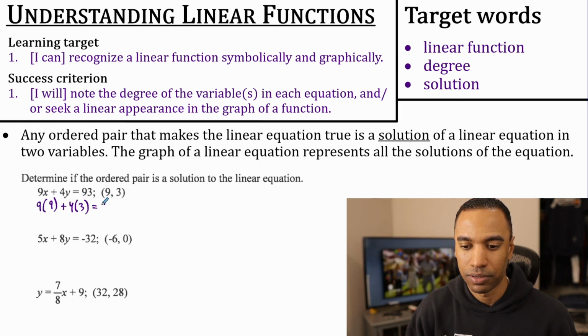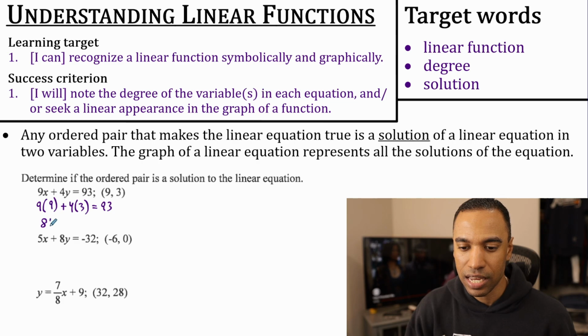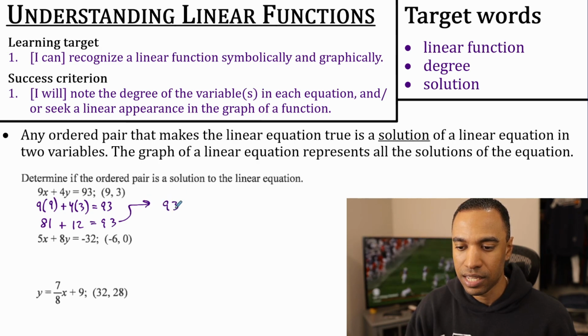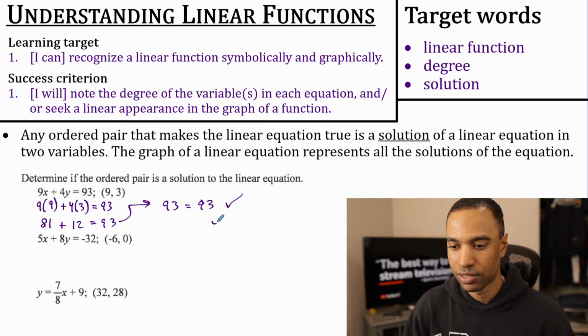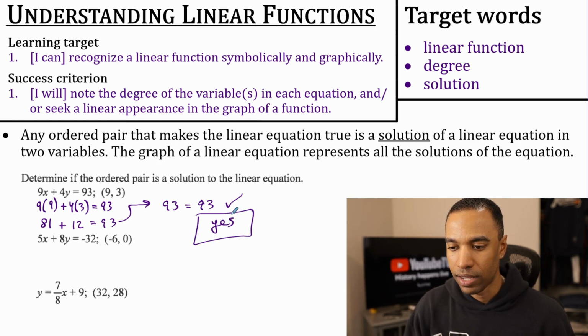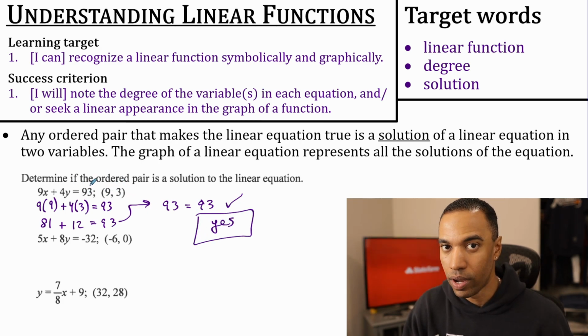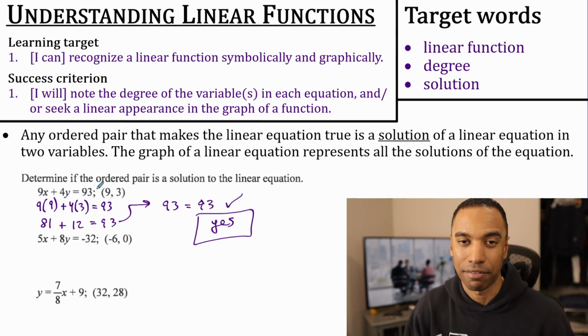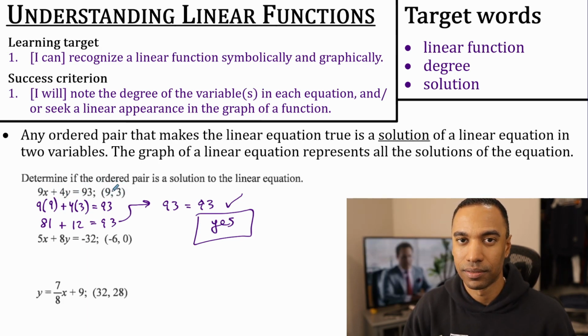Let's check it out. 9 times 9 is 81. 4 times 3 is 12. And 81 plus 12 is indeed 93. Yes, this point is a solution to the equation. That means if I made this graph, this point would be on the line.